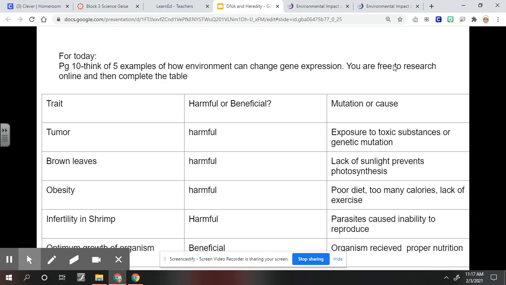So I want you to go ahead and research your own. You are free to use an online search engine and type in environmental factors and genetic expression, or expression of genes, and see what you can come up with. These are a few that we came up with together in class today, but see what you can come up with. And then we'll talk about this some more tomorrow.